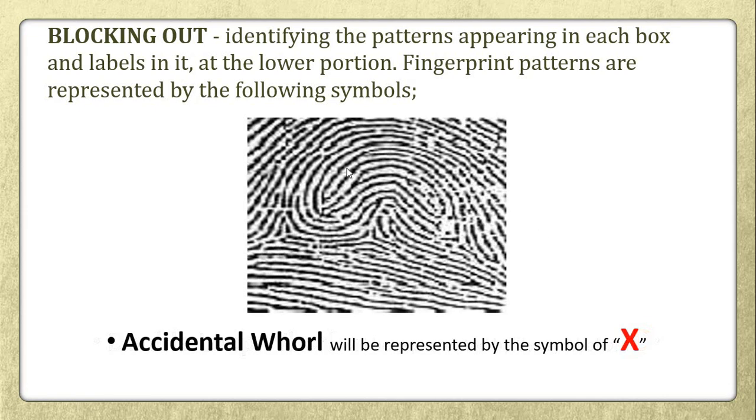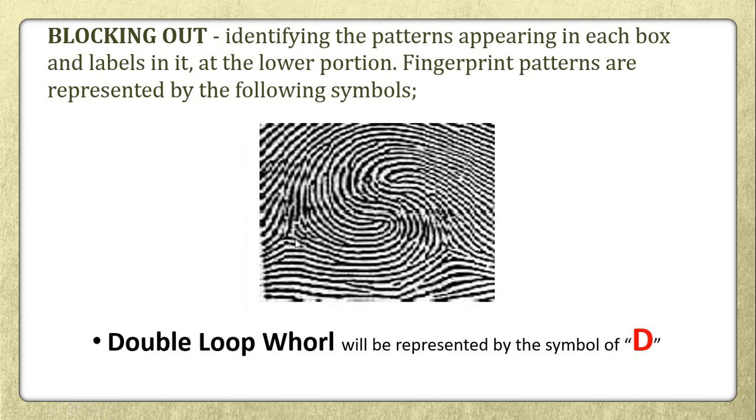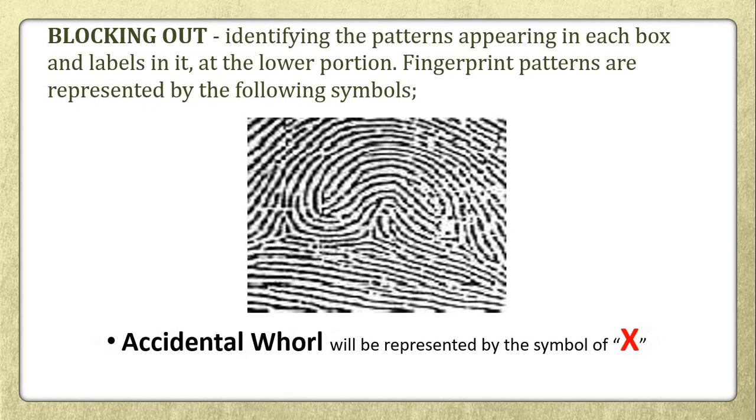So as discussed, your double loop whirl consists of two separate loops. And for it to be considered a double loop whirl, it must have a separate shoulder. And lastly, your accidental whirl will be represented by the symbol of X. The accidental whirl is composed of two or more patterns inside a single fingerprint, except the plain arc. So in our example, you have a fragment of your tented arc here at the middle, and a fragment of your loop at this side, as well as this side.